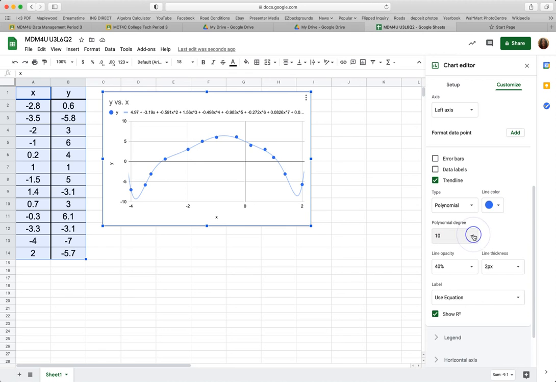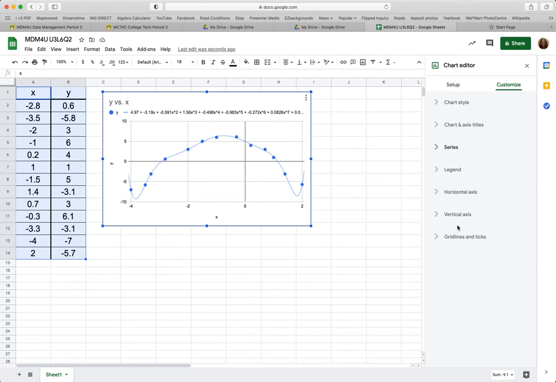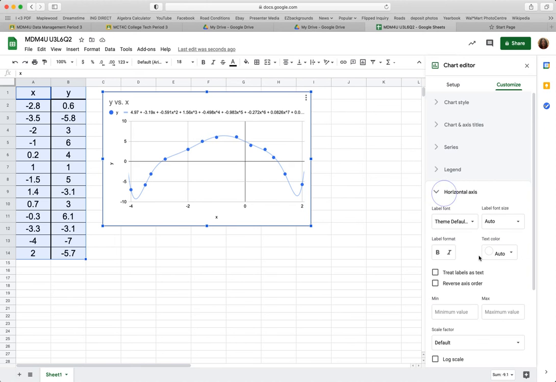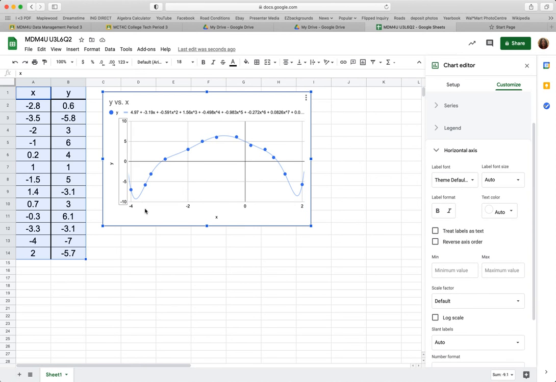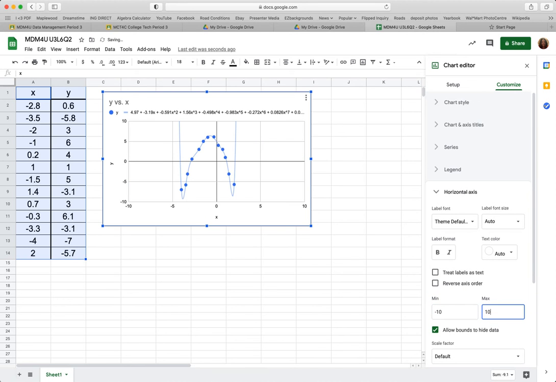And if you want to see what's really going to go beyond the scope of the points that you're given, you can go into the horizontal axis and set your max and min value outside this range. So this goes from -4 to +2. Let's have it go from -10 to +10. So I'm going to go -10 to +10, and you can see what it looks like. We really have no information beyond these points, so to think that it's going to go back up again is maybe not the smartest option.